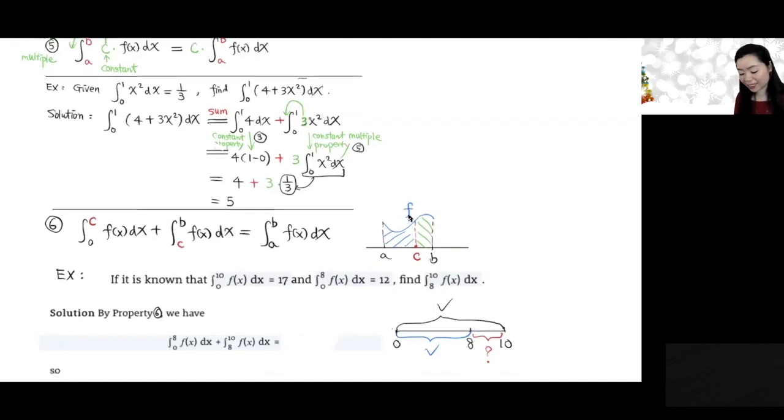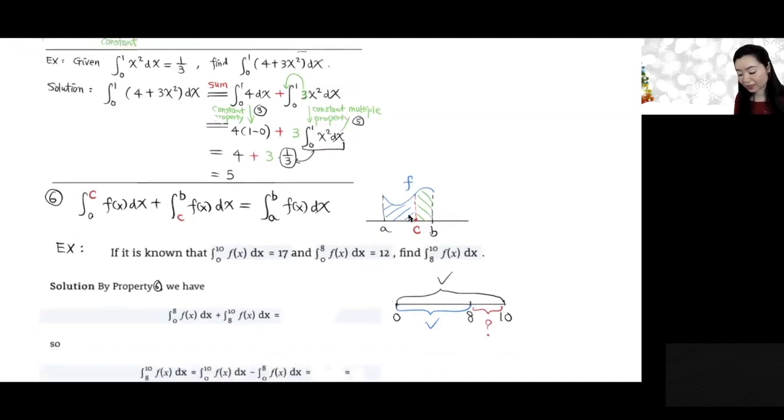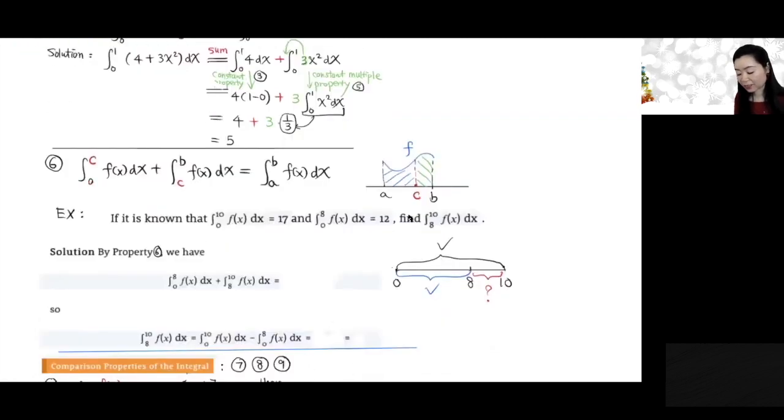Okay, number 6, this property here. When you integrate this continuous function from a to c, and then later on from c to b, you can think about it in terms of area. The area from a to c, adding the area from c to b under the curve, is equal to the area under the curve from a to b. So they will sum up to this.